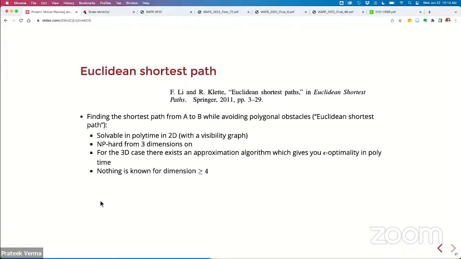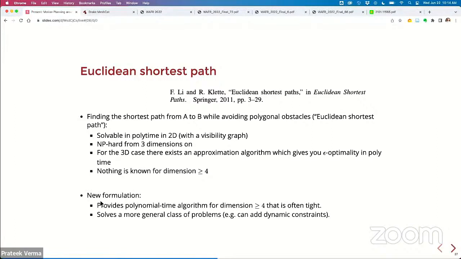In the particular example of this Euclidean shortest path, kind of like we showed there, there's a lot known about the hardness of that problem. This formulation provides a polynomial time algorithm. It works in arbitrary dimensions, and it is often tight. Okay, we're not saying P equals NP. We're just saying that in practice, it's almost always tight. But we know counterexamples where it is not tight. A bit like what Brian was saying.